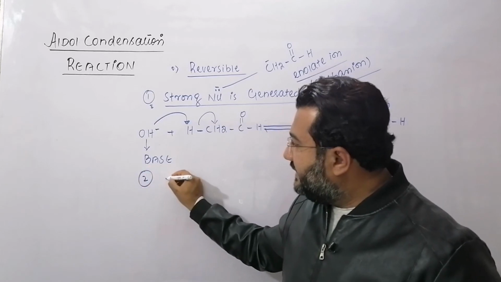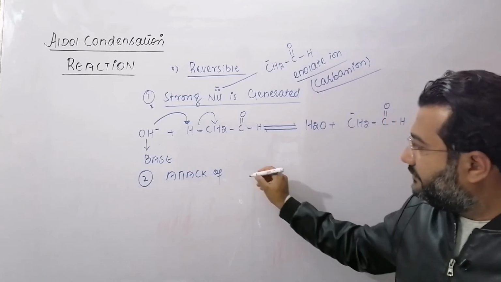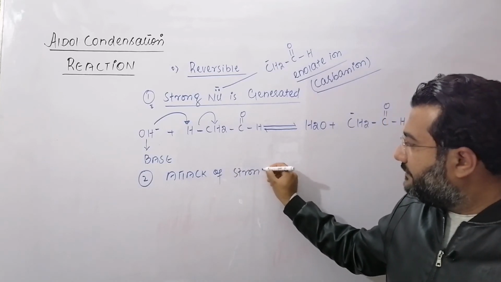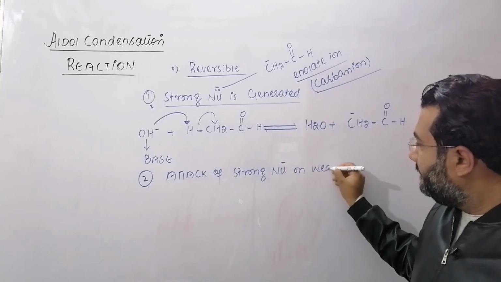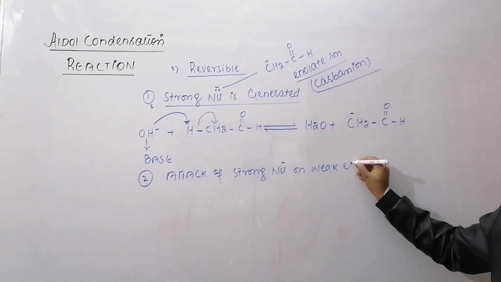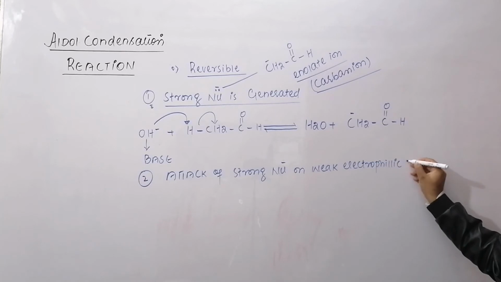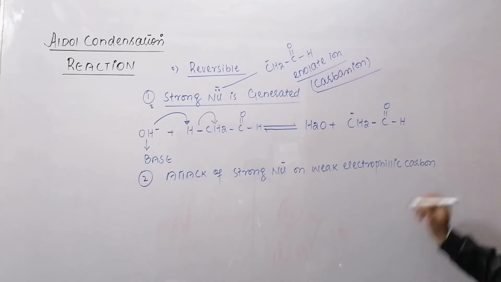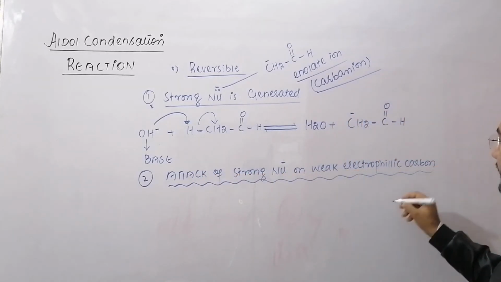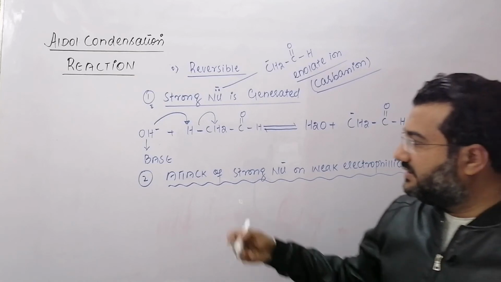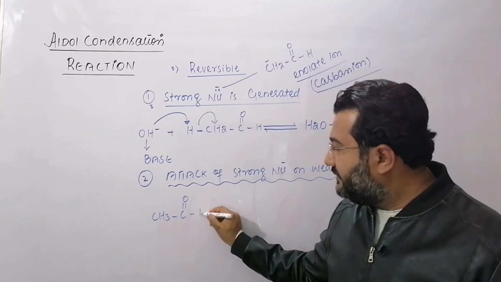Now, dear students, in the second step, there is attack of the strong nucleophile on the weak electrophilic carbon. So in the second step, the strong nucleophile will attack the weak electrophilic carbon of the carbonyl group of the other aldehyde molecule. So this one is the second molecule of the acetaldehyde.